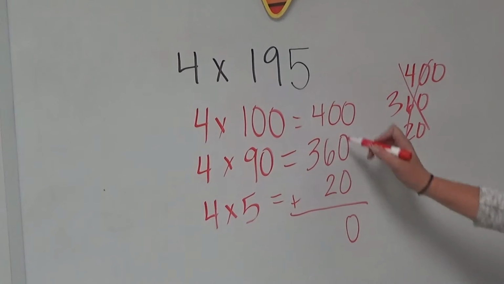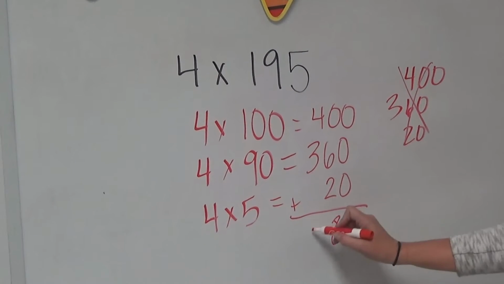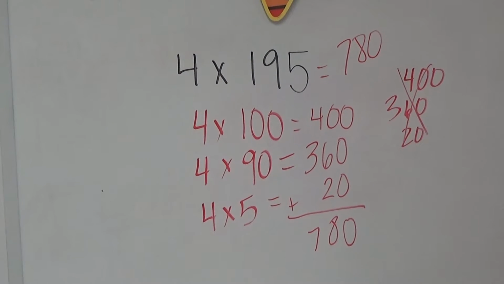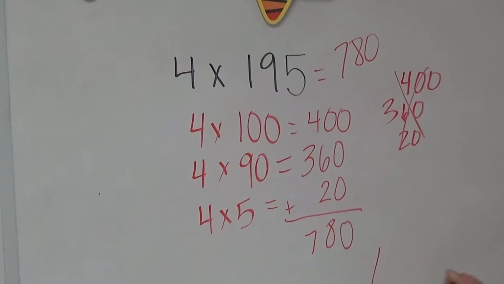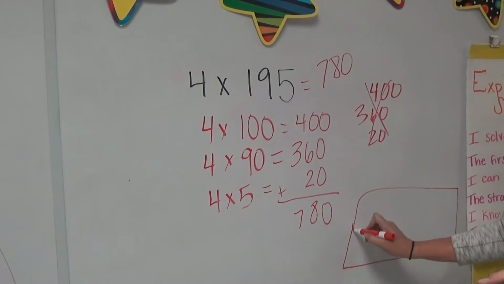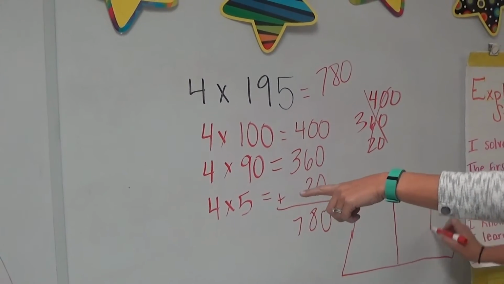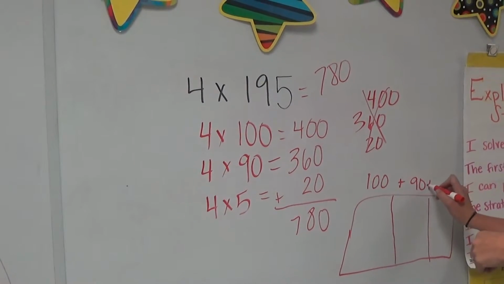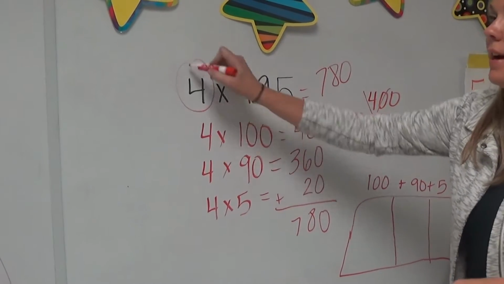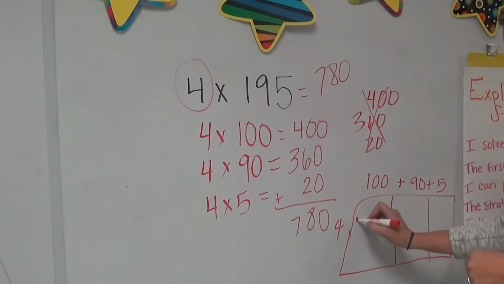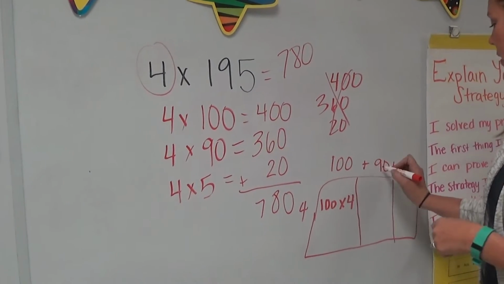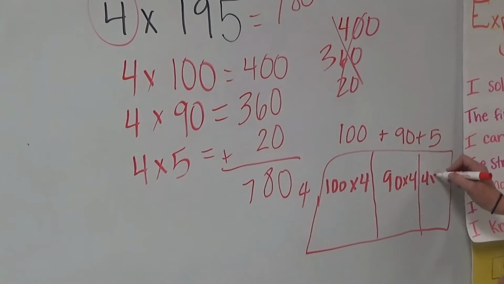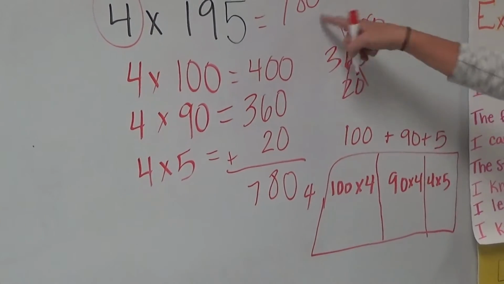So here we have 0, 8, and 7. So our answer is 780. If we wanted to solve that using our area model or what we did over here, we would break this down into 100 plus 90 plus 5, multiply that by 4. And then we could again do our problem: 100 times 4, 90 times 4, and then 4 times 5. And then we can solve that to get our 780.